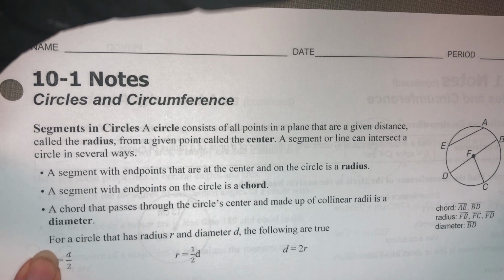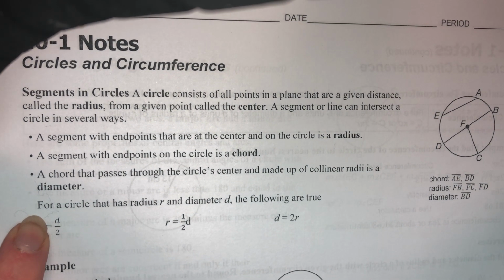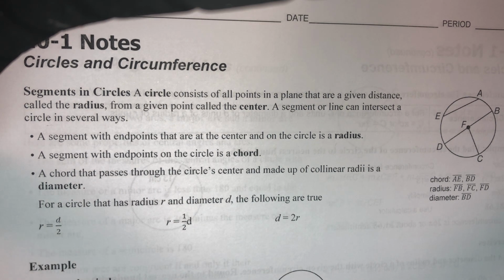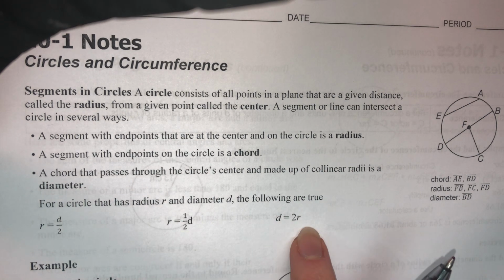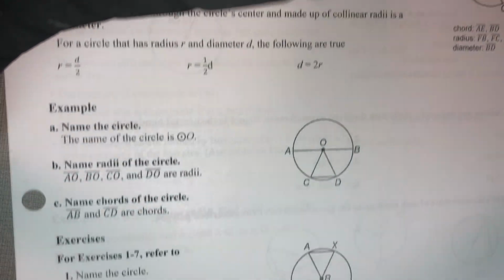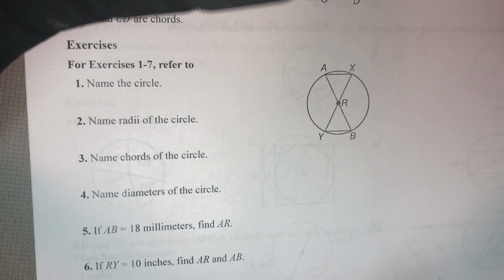For a circle that has a radius R and a diameter D, the following are true. The radius is equal to the diameter divided by 2. The radius is equal to 1/2 times the diameter. The diameter is equal to 2 times the radius. There are a few example problems that are already worked out for us here, but we're going to go down and do some of these others together.